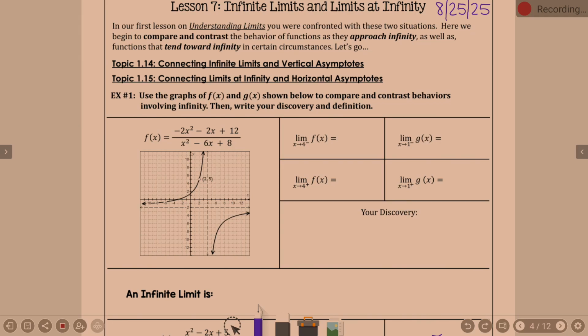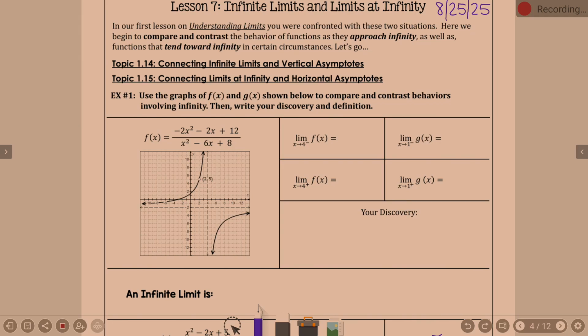So they provide us some lovely graphs. It asks us to use the graph of f and then g. Oh man, it goes back and forth, doesn't it? So I probably need to have this as one page. Well, I'll have to bounce back and forth because I want room to write. I forgot that this isn't all f right here. So, okay. Use the graph of f and g shown below to compare and contrast behaviors involving infinity. Then write your discovery and definition. So right here is f. Down on my next screen is going to be g. So I'll just flip back and forth, I think.